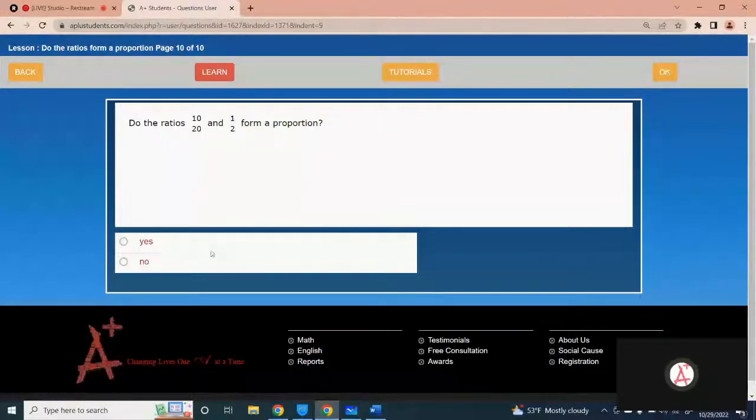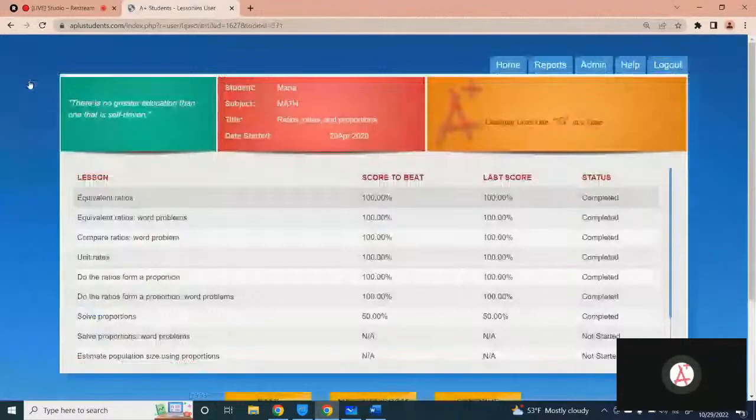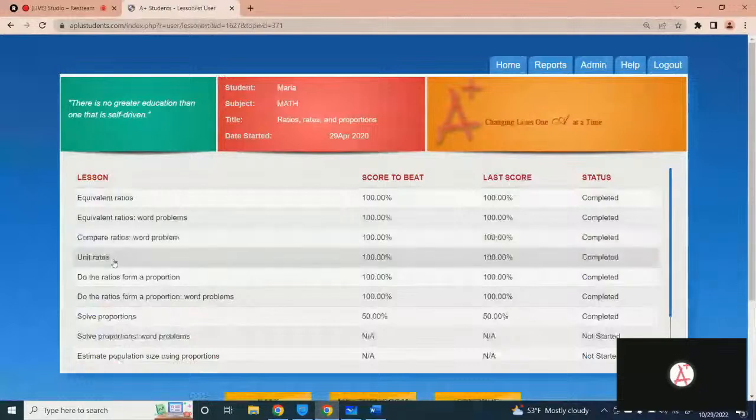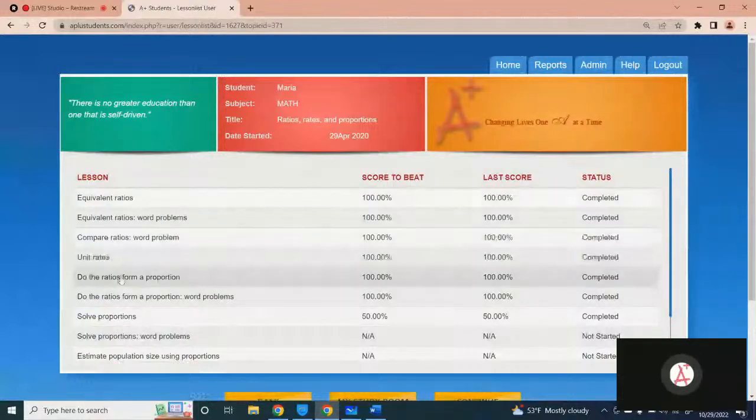Okay, you can complete the test by yourself later today. So we have completed four of the topics today from the chapter ratios, rates, and proportions. The topic names are equivalent ratios word problems, compare ratios word problems, unit rates, and do the ratios form a proportion. So that's all for today.